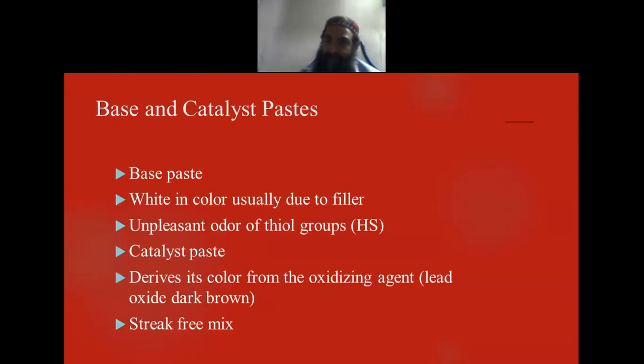The unpleasant odor of thiol groups is a major disadvantage. Can you imagine what the odor of thiol groups will be? Hydrogen sulfide, a very pungent smell. Usually this unpleasant odor is present in our sewage system. A closed sewage system has hydrogen sulfide gas.